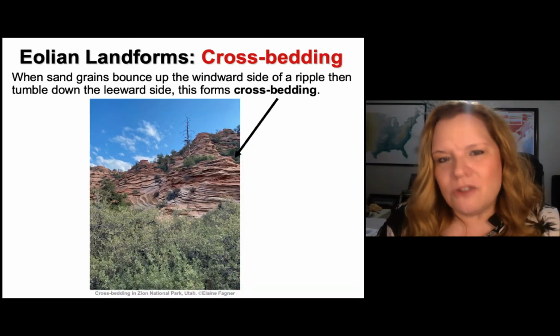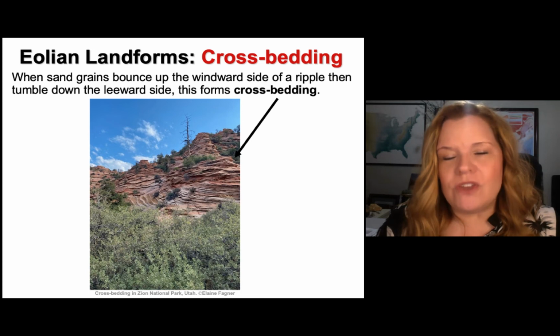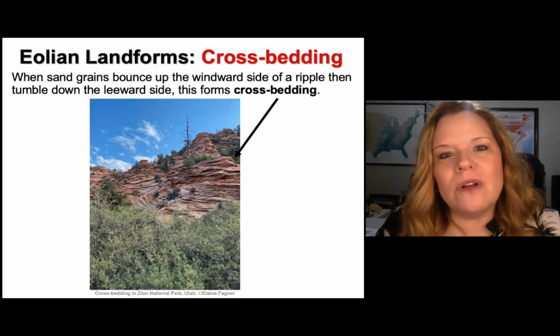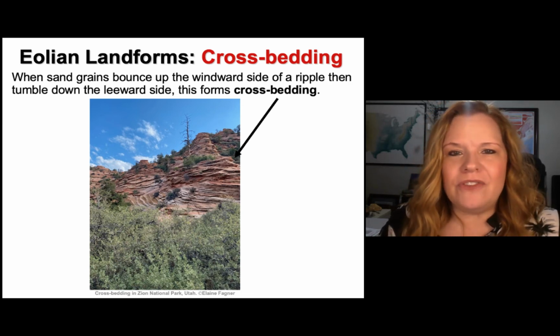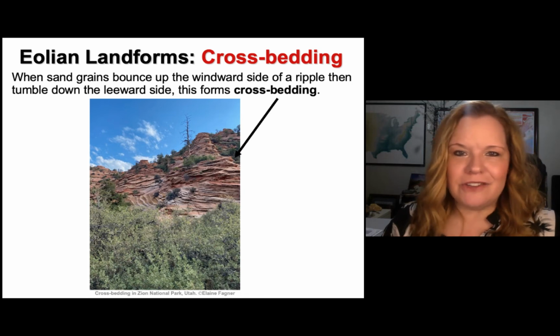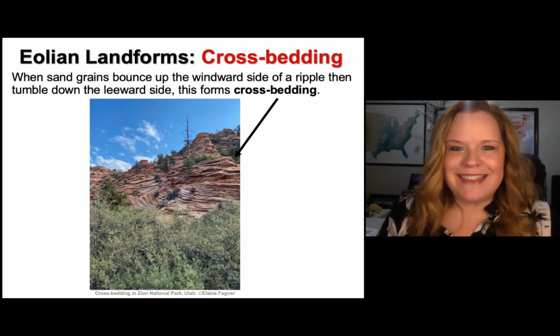So the angle of the crossbed matters. As you learned in fluvial, low angle crossbeds are formed in rivers. They can never reach the same angle of repose that dry sands would. And so really high angle crossbeds immediately tell a geologist, it's a clue, this was formed in a desert.